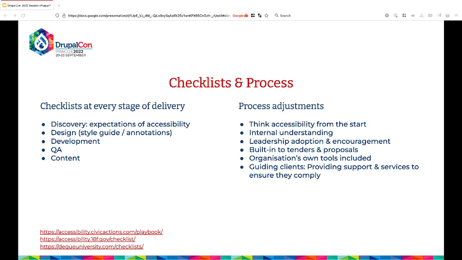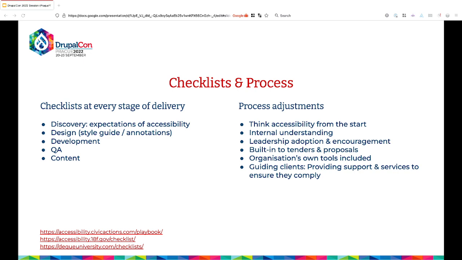Checklists and processes are ones that have really helped. So having checklists in every stage of the delivery process, ensuring that items are checked for barriers, for low contrast, for all of these things, and they are communicated. And the process adjustment in that sense is thinking about accessibility from the start, ensuring that everyone has an understanding of the level that you're looking for. Obviously you need leadership adoption and encouragement for these changes to happen, so that if there's pushback on these checklists, like, oh, can I just ignore it? No, you can't. Have you checked it? No, because I don't know how to. Okay, let's get you ready to know how to check these things.